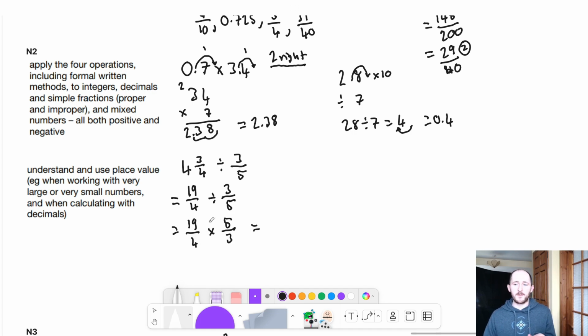So 19 times 5, well, I know that 20 times 5 is 100. So it should be 5 less than that, which is 95. And 4 times 3, of course, is 12.